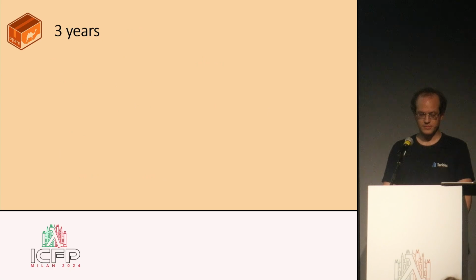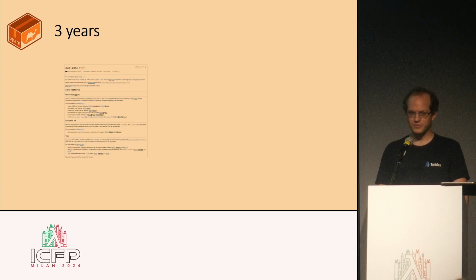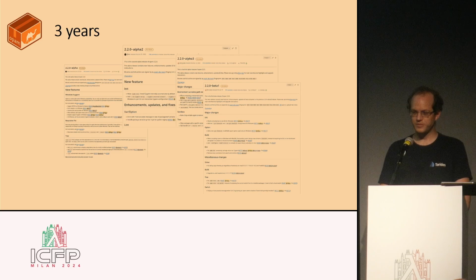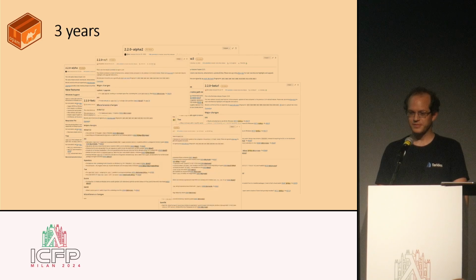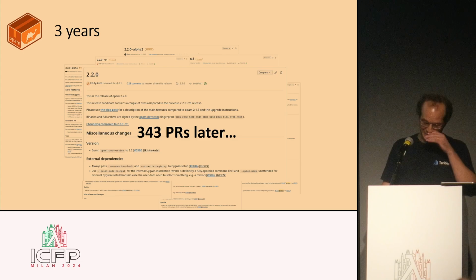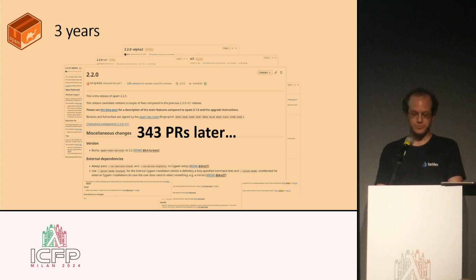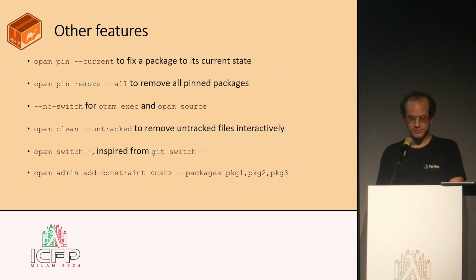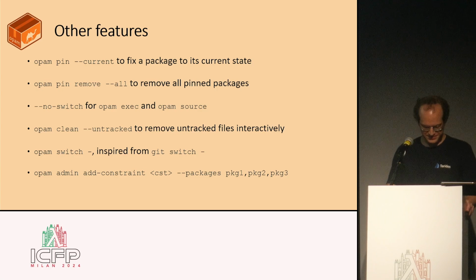So it took us 3 years. In the last one, there were 7 pre-releases. And after around 343 years later, Opam 2.2 was born. And speaking of quality of life features, usually it's options to already known commands, like a new way of pinning or an easy way to switch over your switches and things like that.